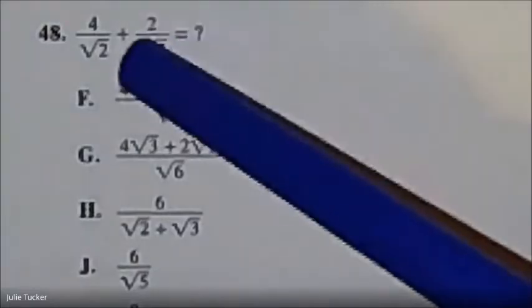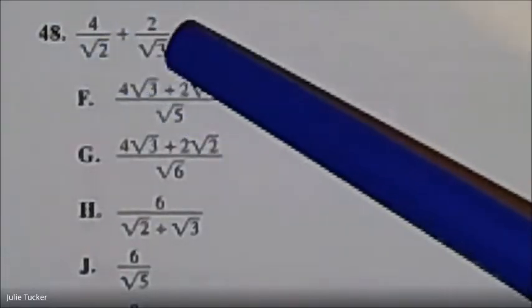Okay, let's do number 48. Number 48 is just straight computation. There's no words to read. So it says 4 over the square root of 2 plus 2 over the square root of 3 equals.